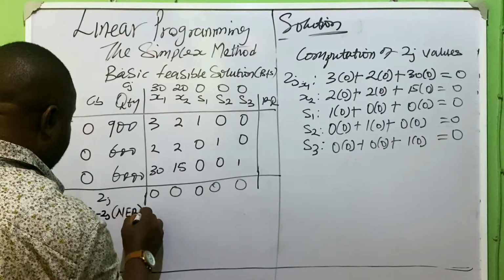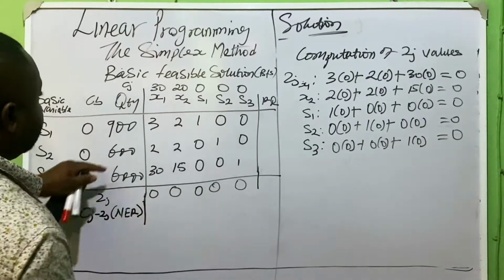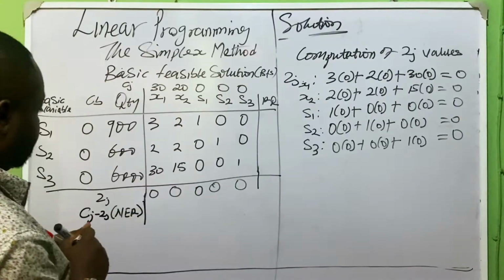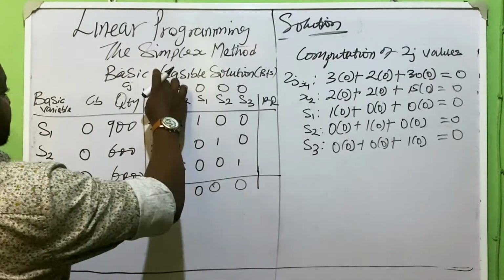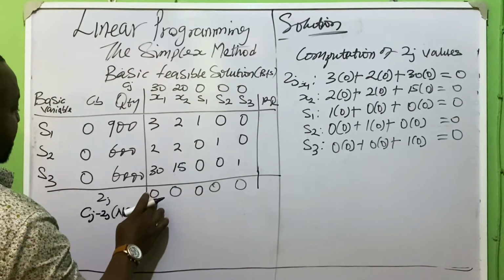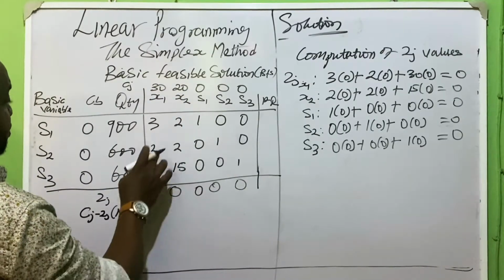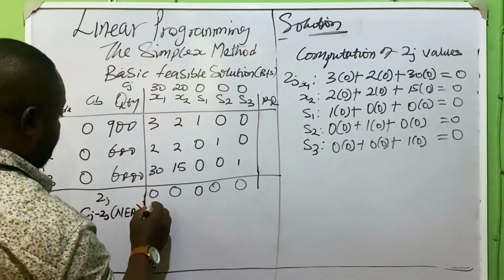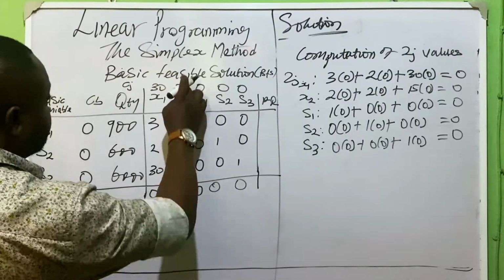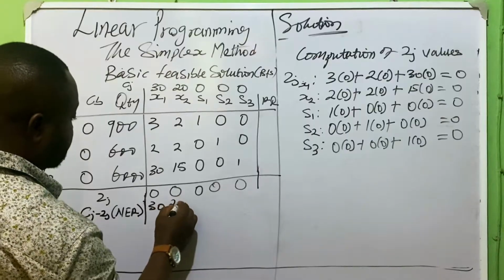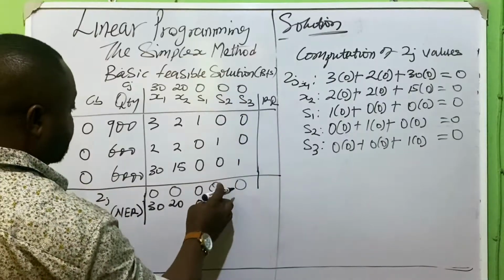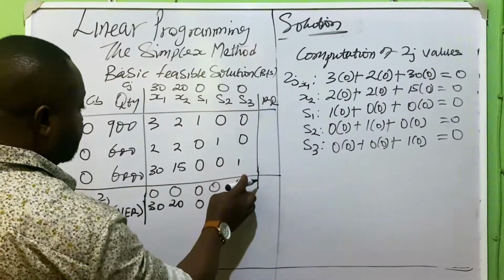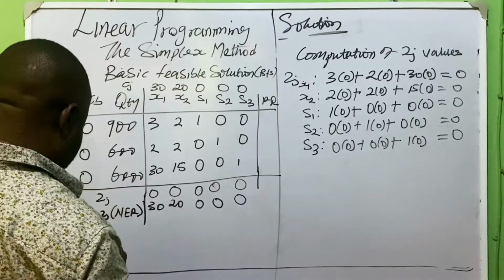The CJ minus ZJ, NER, net evaluation rule, will now be, these are our CJ values, which we've mentioned earlier are our coefficients. For this, it is just 30 minus the corresponding ZJ value, which is 0. So 30 minus 0 will give me 30. 20 minus 0 will give me 20. 0 minus 0 will have 0. 0 minus 0 will have 0. And this minus this will have 0.